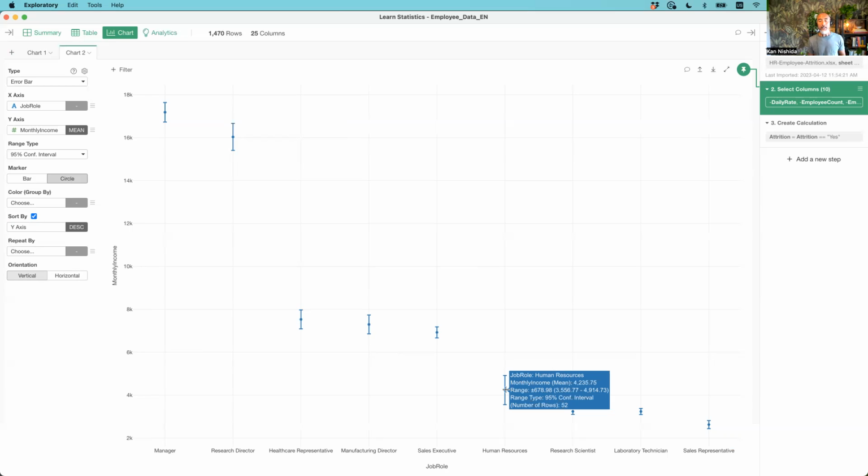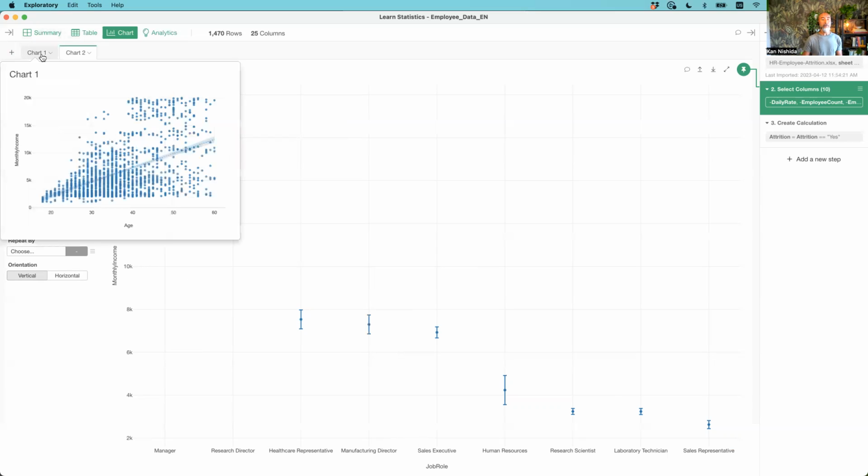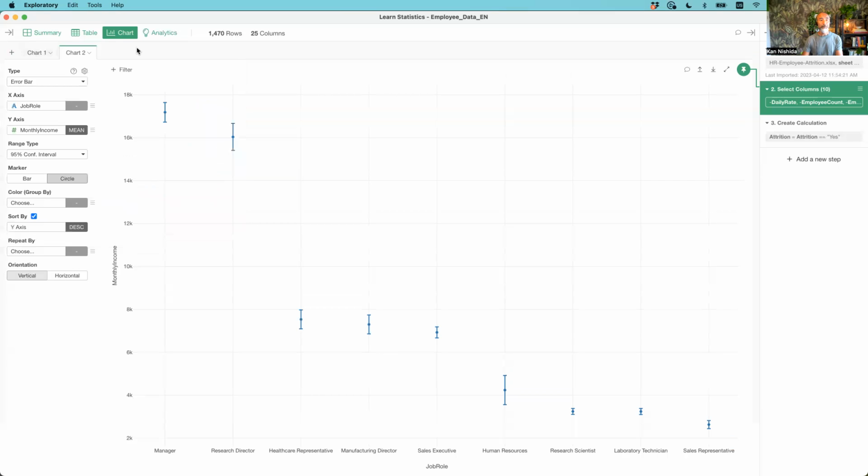So this is what we are doing: we're comparing, but at the same time we are trying to understand the relationship between one categorical variable, which is job role, and one numerical variable, monthly income. So in order to understand the relationship, it's not just a scatter plot, but also the box plot or error bar chart, or even a bar chart can be useful.